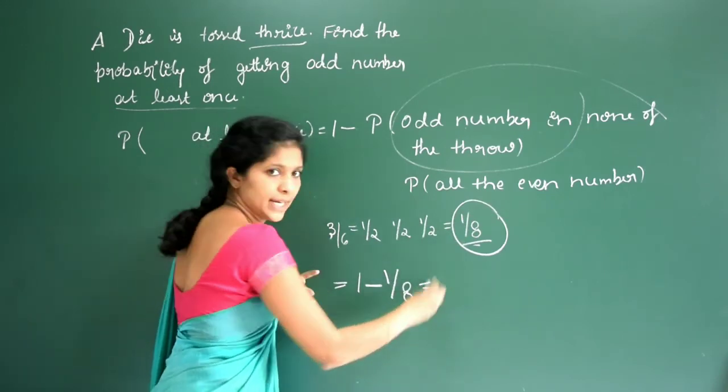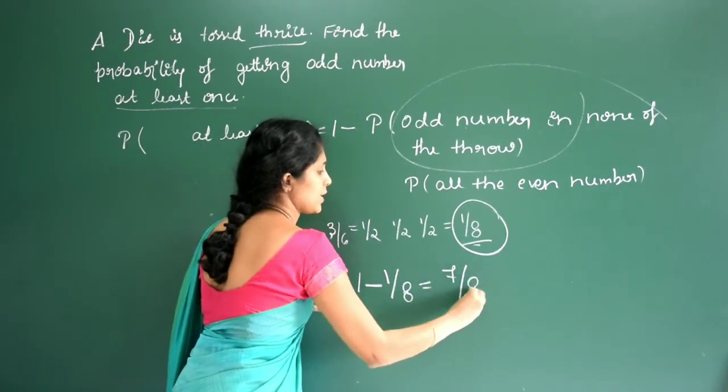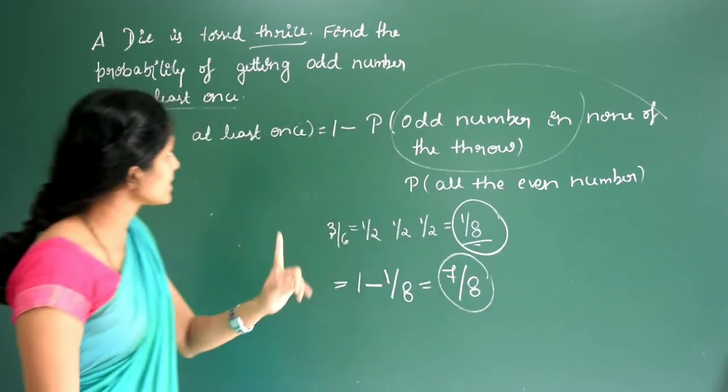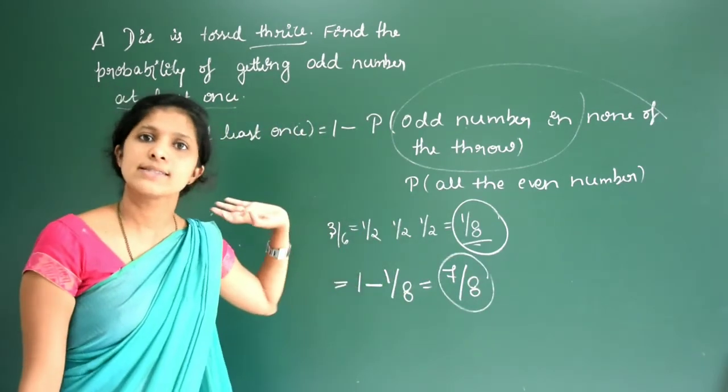So 1 minus 1 by 8 is equal to 7 by 8. So the probability of getting at least one odd number will be equal to 7 by 8.